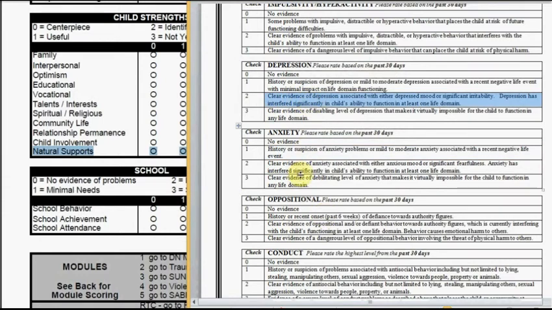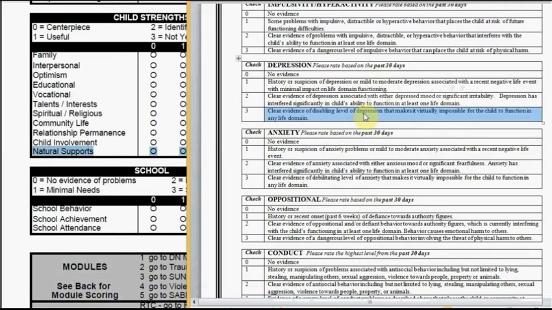In 2, both for anxiety and depression, is clear evidence of depression associated with either depressed mood or significant irritability. Remember that in children, depression may manifest as anger or irritability. And the depression has interfered significantly in the child's ability to function in at least one life domain. So 2 for anxiety is, again, clear evidence of anxiety associated with either anxious mood or significant fearfulness. So anxiety can show as fearfulness in children, and it has interfered again significantly with the child's ability to function in at least one life domain, just as in depression.